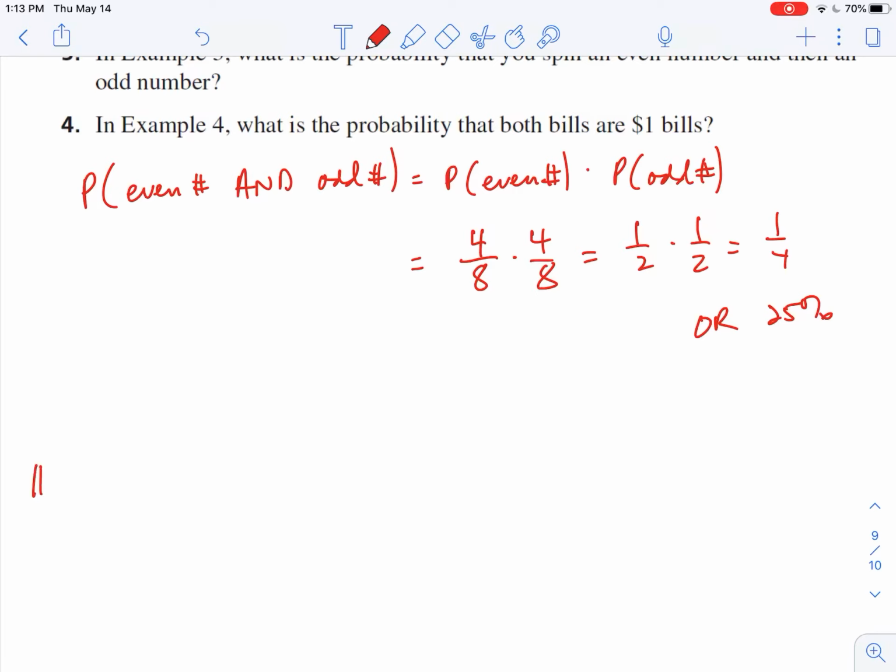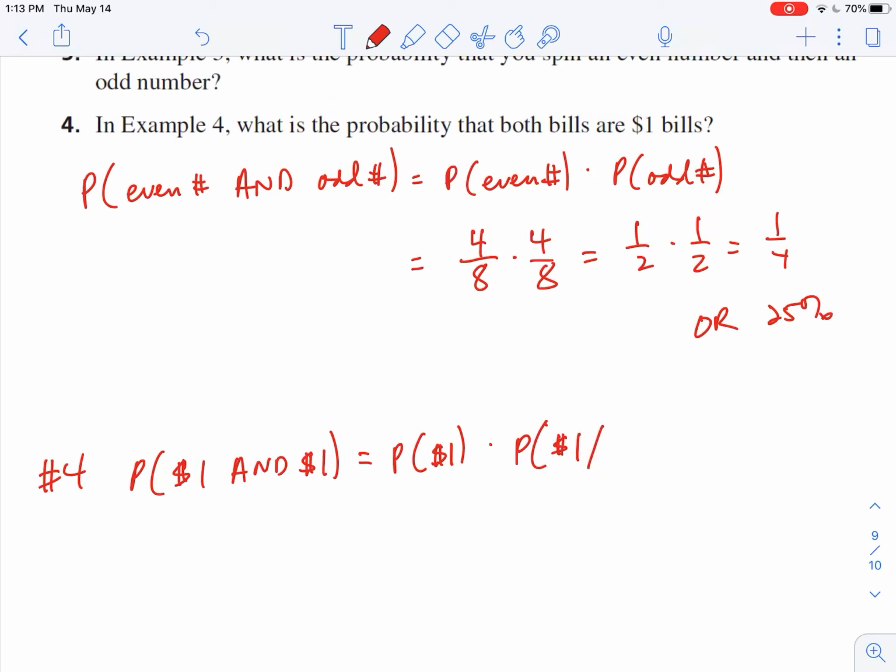So problem number 4 is asking for a $1 bill and a $1 bill. Those two events do feel like they are dependent on one another. We have to get the $1 bill on the first, and we have to get the $1 bill on the second. So we're looking at finding the probability of getting a $1 bill times the probability of getting a $1 bill given that we got a $1 bill.